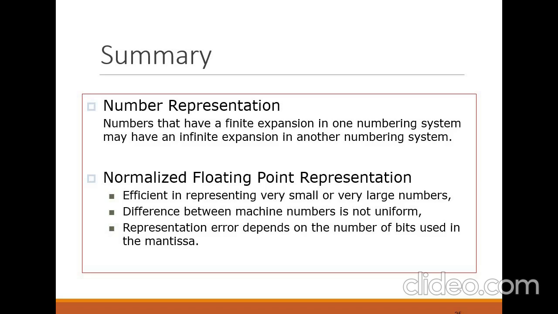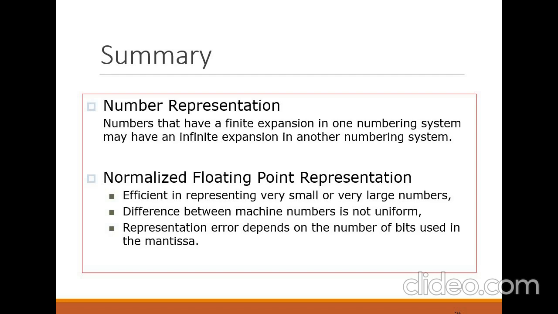All right, guys, welcome back. You remember that in our previous lecture, we covered number representation systems, the floating system, the standard representation system, and we concluded that numbers that have finite expansion in one system can have infinite expansion in another system.